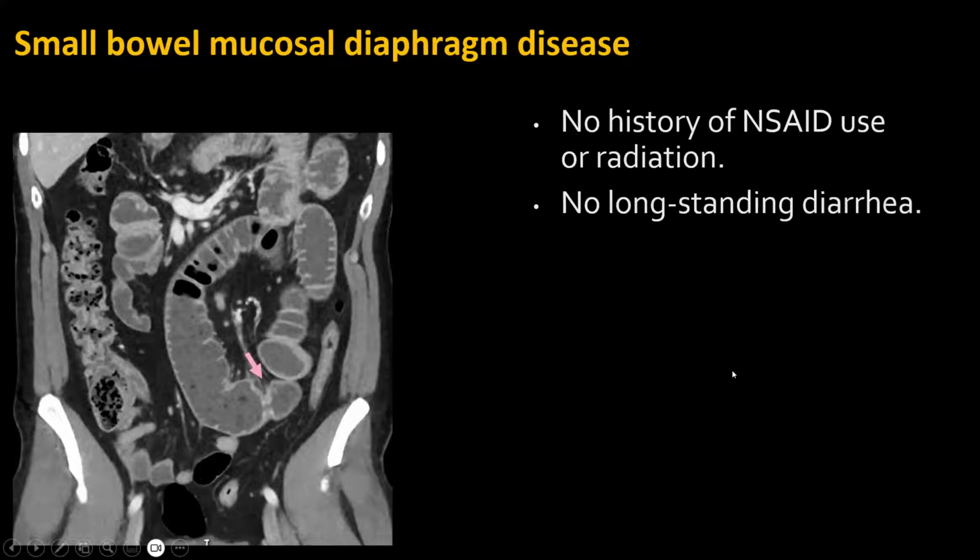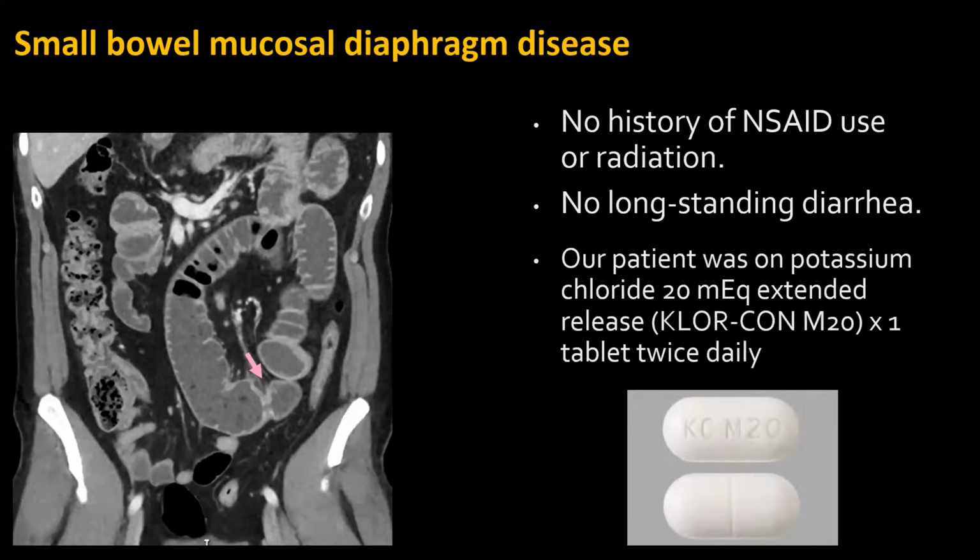There was no radiation, did not have long-standing diarrhea. The other thing I would think about is Crohn's, but I guess, okay, go ahead. That's also a good thought. Crohn's was negative, like no Crohn's present. The only thing that we found in patient's chart was he was on potassium supplements.